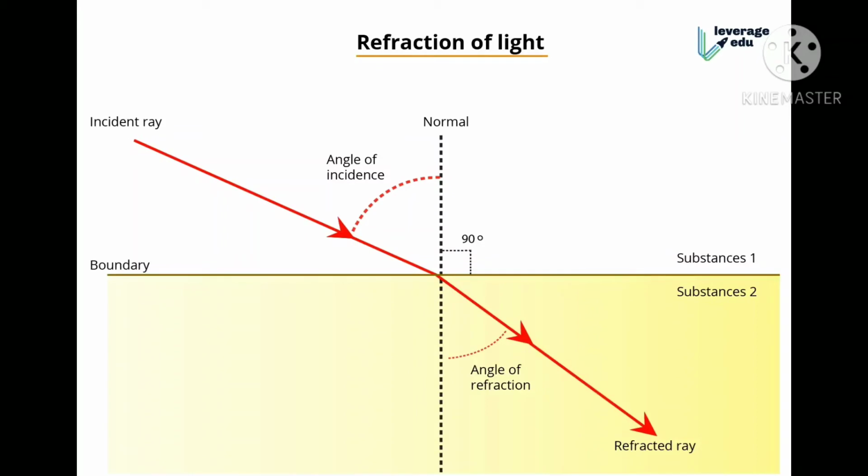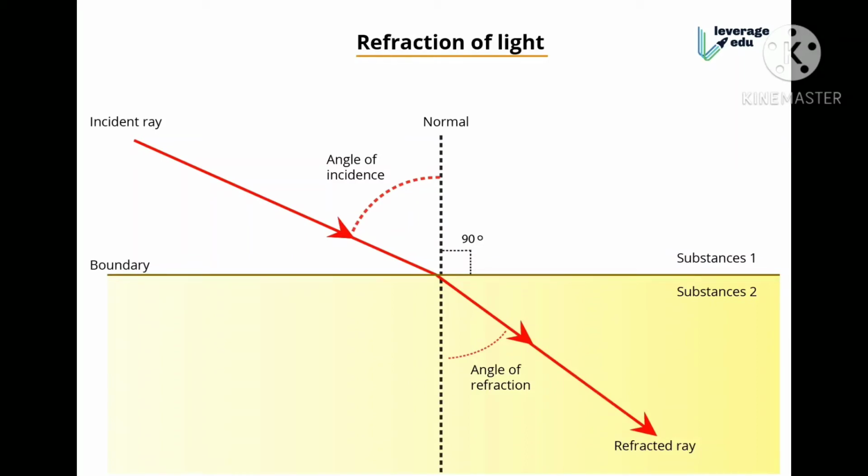We have learned till now that whenever a ray of light passes from one medium to another medium, then it changes its direction. So now let us know what happens when this ray of light passes from lower density media to higher density media. Lower density medium is called rarer medium and higher density medium is called denser medium.